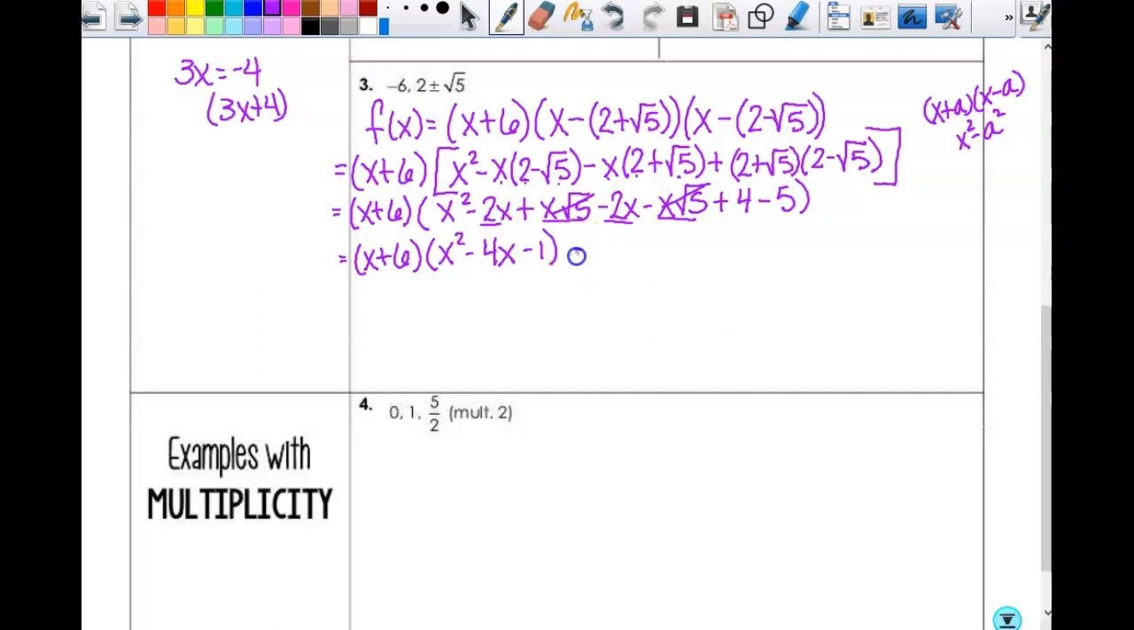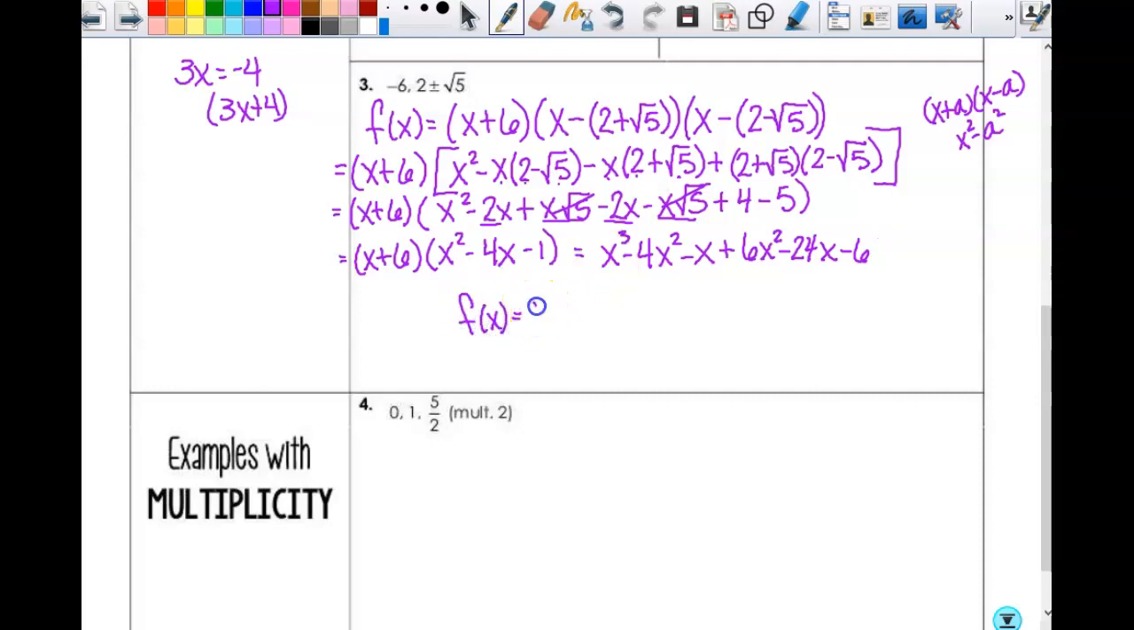Now I'm going to distribute this x into each one of these terms. It's going to give me x cubed minus 4x squared minus x. Then I'm going to distribute 6 into all three of these. Plus 6x squared minus 24x minus 6. All right, so I've distributed all that stuff out. Now I'm just going to simplify it. I'll get my final answer here.